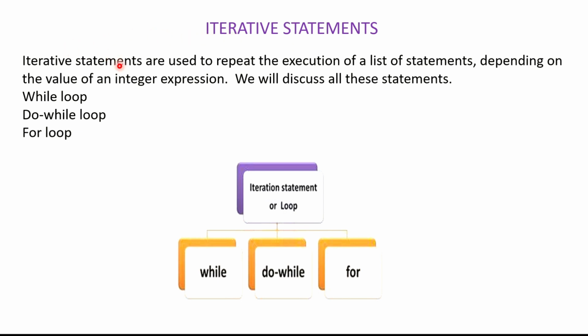So what are iterative statements? Iterative statements are used to repeat the execution of a list of statements depending upon the value of an integer expression. It can also be used to execute a block of code. We will discuss all the statements. There are mainly three types of loops: the while loop, the do while loop, and the for loop.